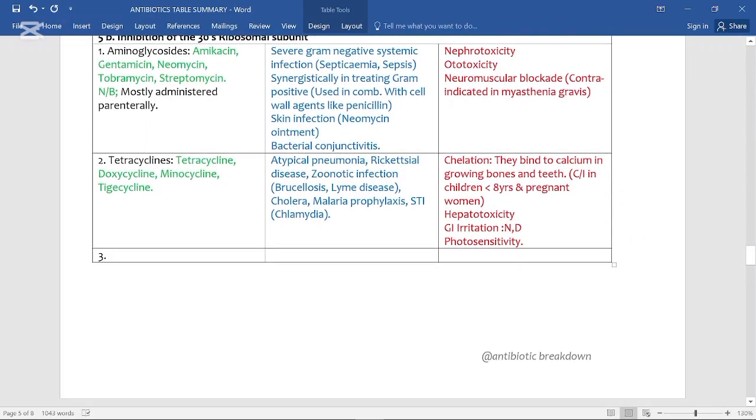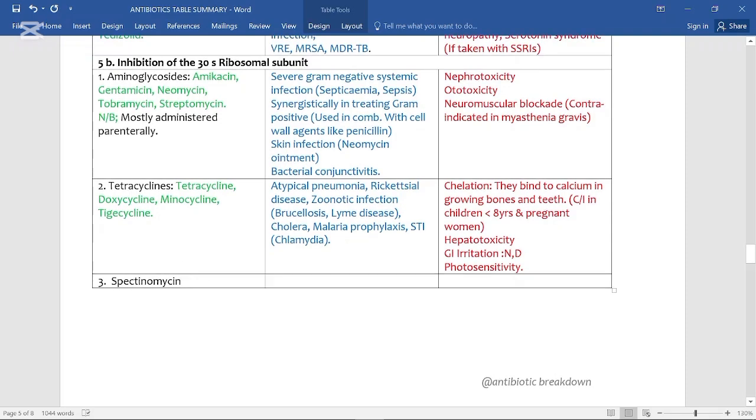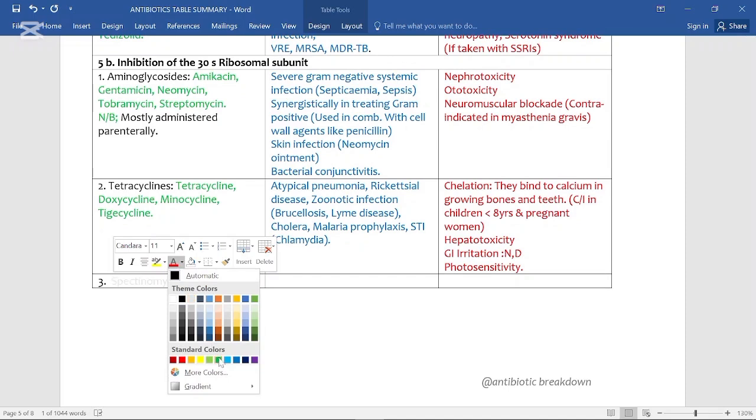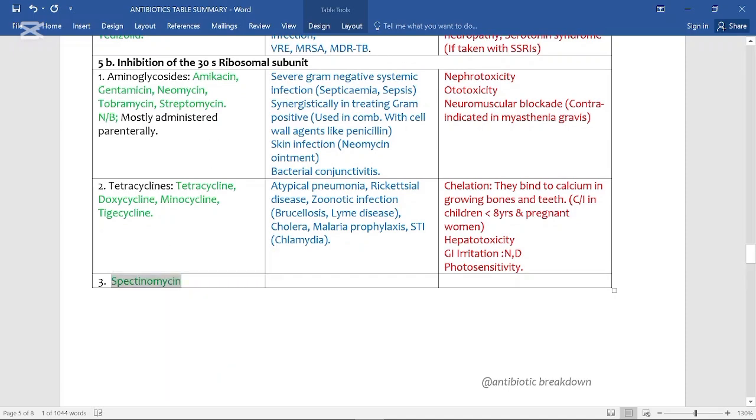Last but not least, another drug that is very essential here is spectinomycin. Very rare drug, but you may come across it. Please differentiate between spectinomycin and streptomycin. These are two different drugs. Streptomycin is under aminoglycosides, and spectinomycin stands on its own, but their mode of action is very similar. They work by inhibiting the 30S ribosomal subunit, preventing the synthesis of proteins. And if you lack the proteins, it means you lack the enzymes which are very essential for the bacterial DNA.